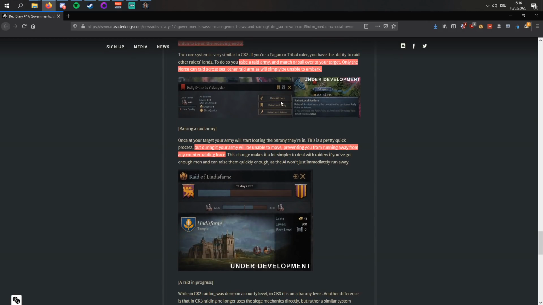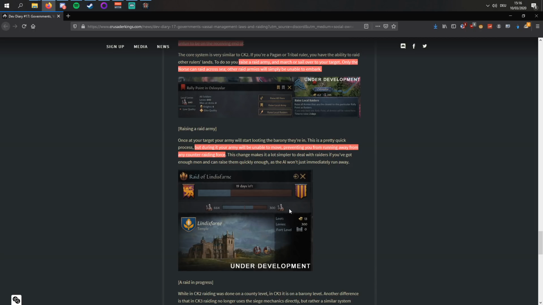That's good. Once at your target, your army will start looting the barony therein. This is a pretty quick process, but during it, your army will be unable to move, preventing you from running away from any counter-raiding force. I love it. Look at this. The raid of Lindisfarne has 19 days left, so I assume there were about 30 days at the start. Getting an actual army together to fight off raiders in just 30 days is difficult.